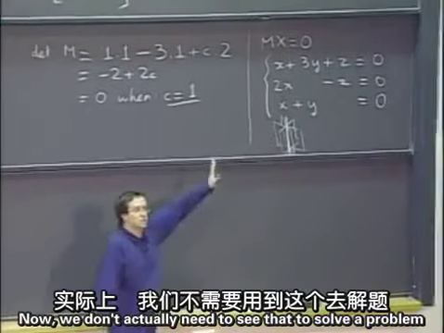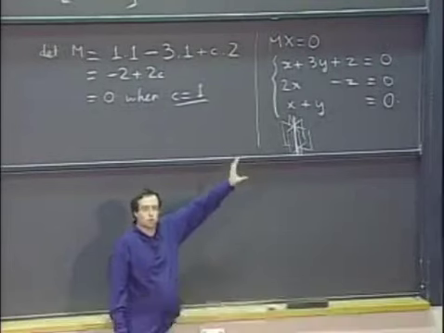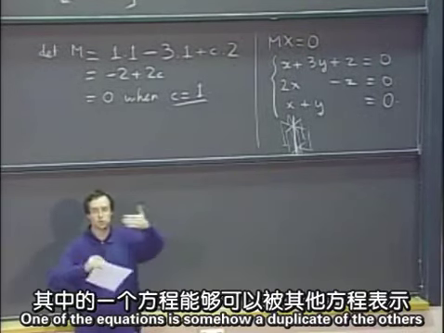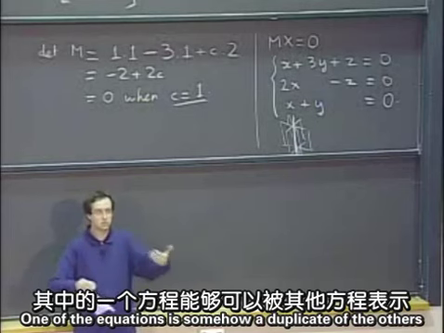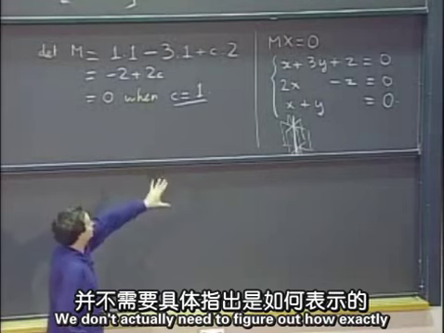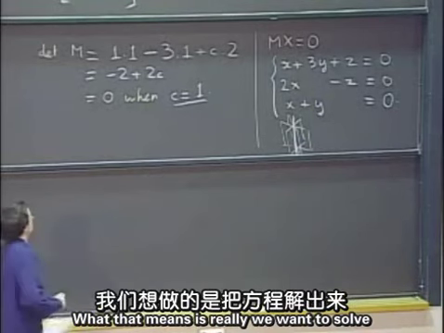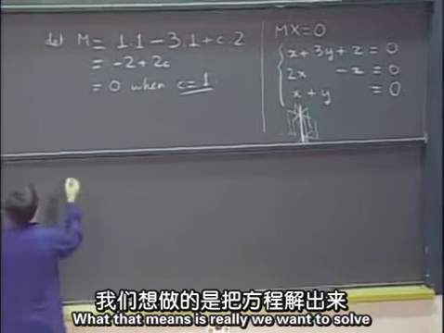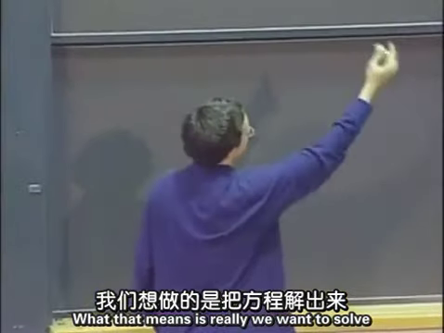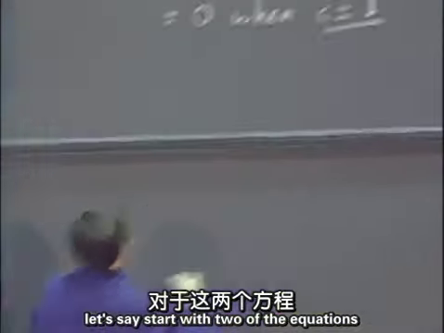Now, we don't actually need to see that to solve the problem. I'm just showing you that's what happens when you have a matrix with determinant 0. One of the equations somehow is a duplicate of the others. We don't actually need to figure out how exactly. But what that means is really we want to solve, let's say, start with 2 of the equations.